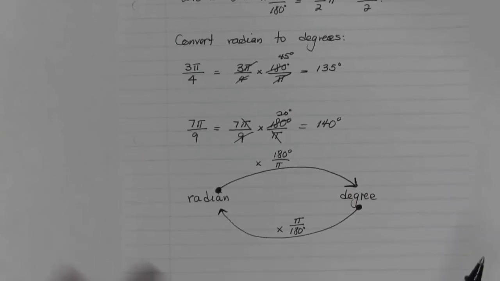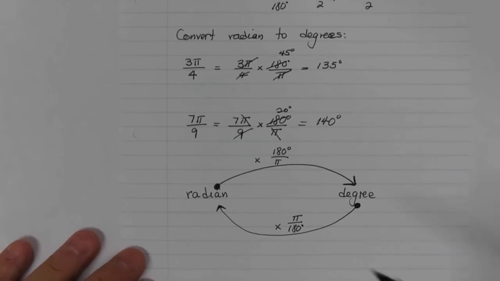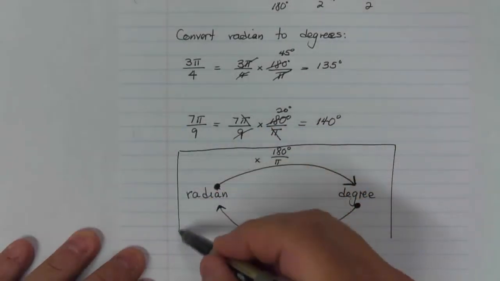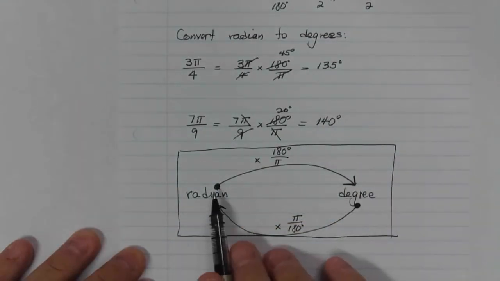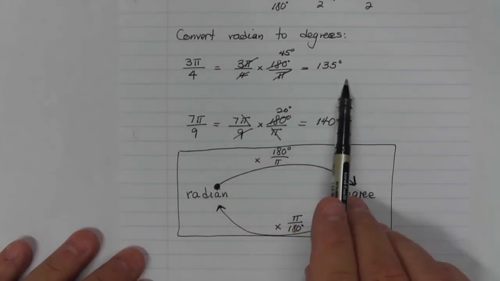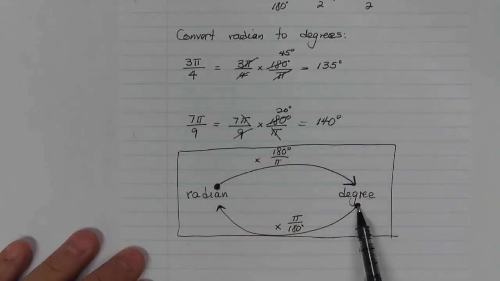In essence, what you need to know is this: if you are going to convert from radian to degree, you multiply by 180 over pi, and that is what we've been doing here. Whereas if you're going to convert from degree to radian, then you multiply by pi over 180, and that is going to give you the angle in radian.